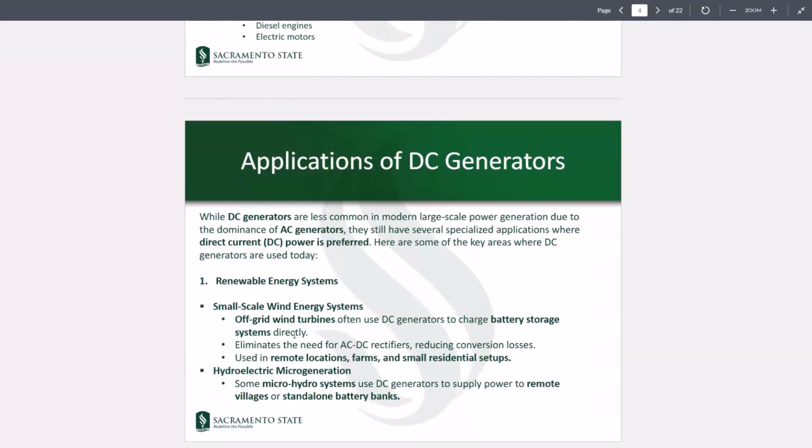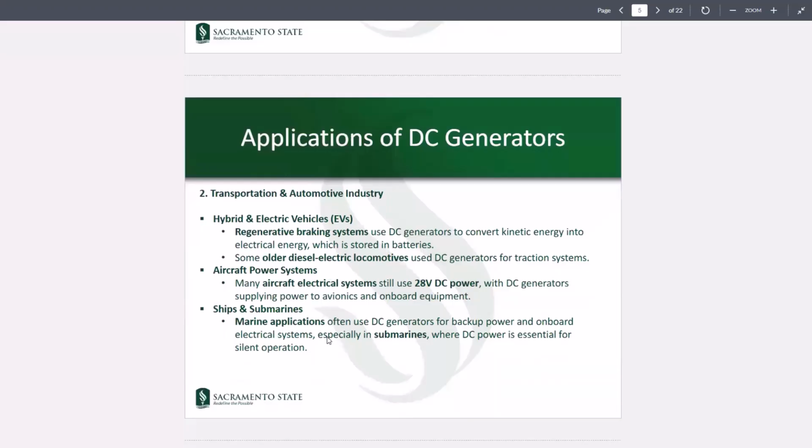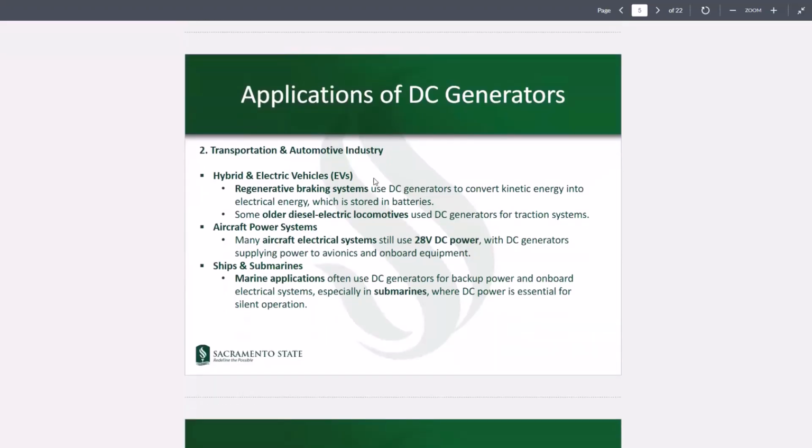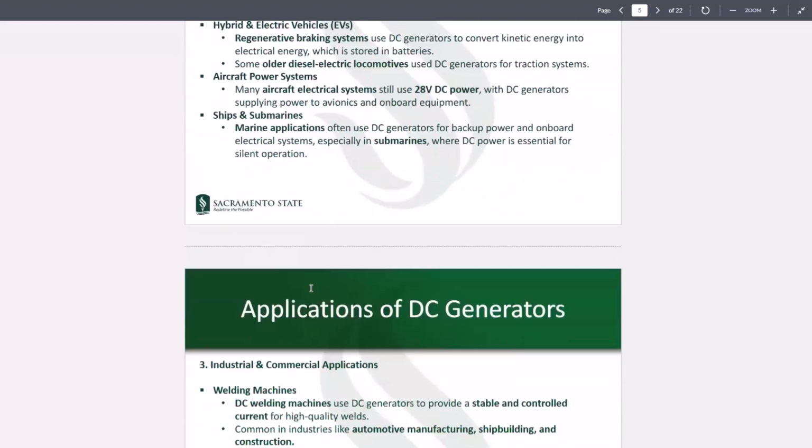The applications of DC generators are in the renewable energy systems. In general, they're not as much used as AC generators these days, but there are still some applications. That's why we need to go through some basics and fundamentals of DC generators. The first one would be the renewable energy systems, in small scale wind energy systems or hydroelectric microgeneration. Also in the transportation and automotive industry, they're used in hybrid and electric vehicles, aircraft power systems, ships and submarines.